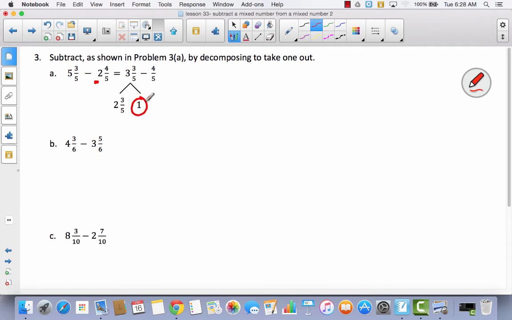And they said, okay, well, this is the same thing as 5/5. So I can say 5/5 and then subtract 4/5 from this. And that's going to leave me with 1/5. Now all I have to do is add this back to my original number. So I'd have 2 and 3/5 plus 1/5, and that gives me the answer, which is 2 and 4/5. Okay, so let's try that again.